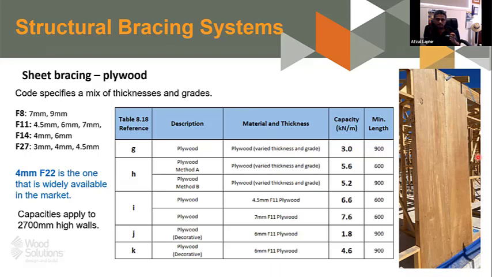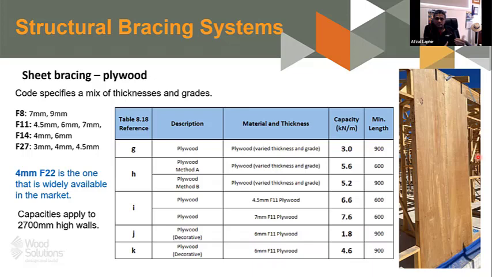But the one that is most commonly used, I'm sure people who are currently in practice will agree, is a 4 millimeter F22 plywood. And the irony is that this is not directly referenced in AS 1684. So what people do here, even as specifiers, is look at the F14 4 millimeter, try to use the specifications for F14 4 millimeter, and then replace it with 4 millimeter F22, which is a conservative approach, but it satisfies the requirements of the code.